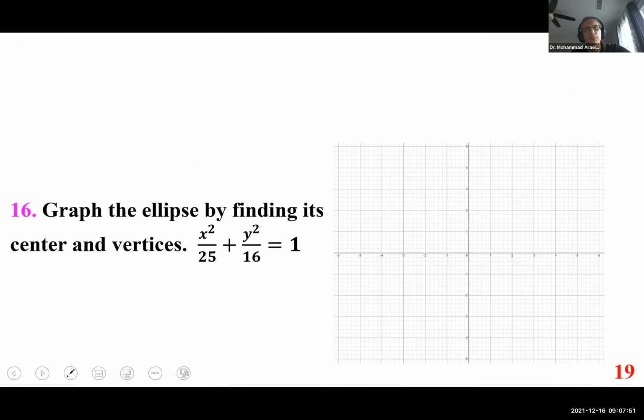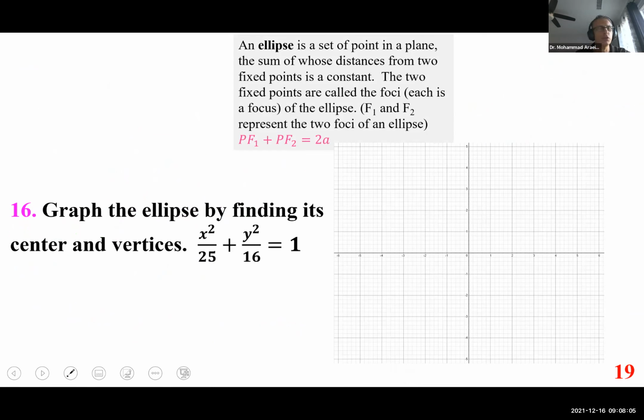We want to graph the ellipse by finding its center and vertices, x squared over 25 plus y squared over 16 equals 1. Could you read this, please?